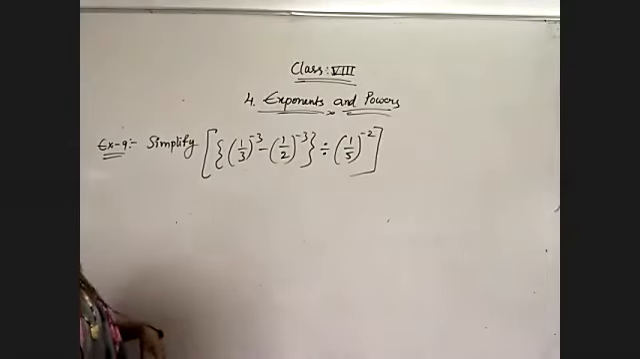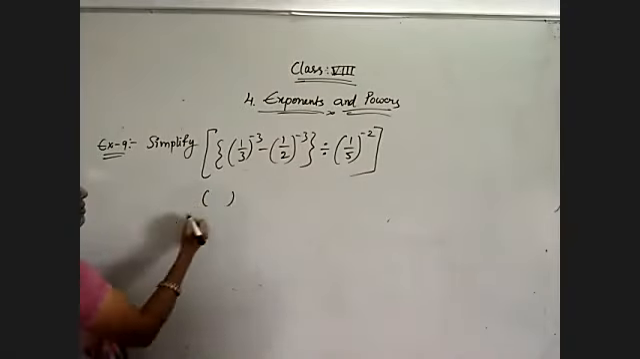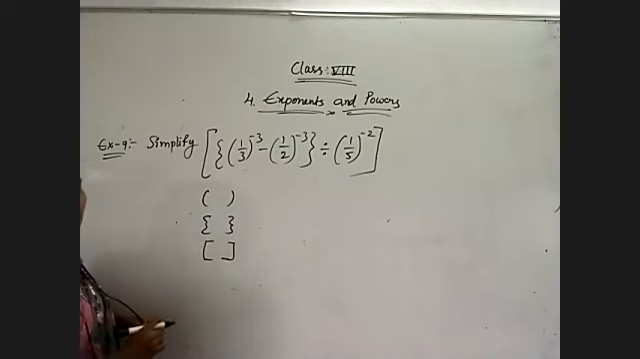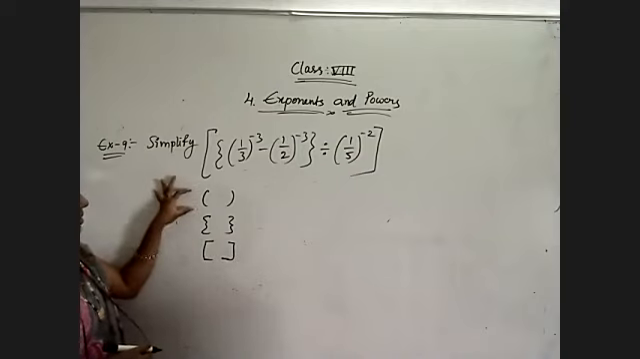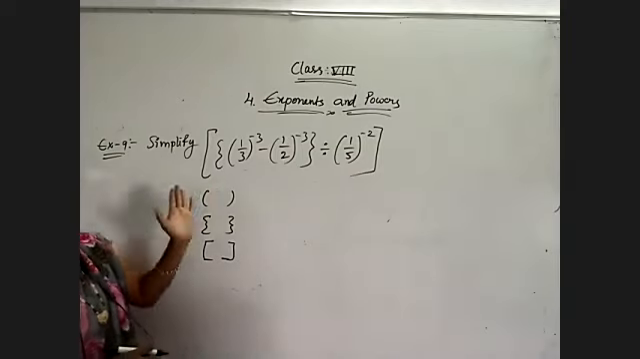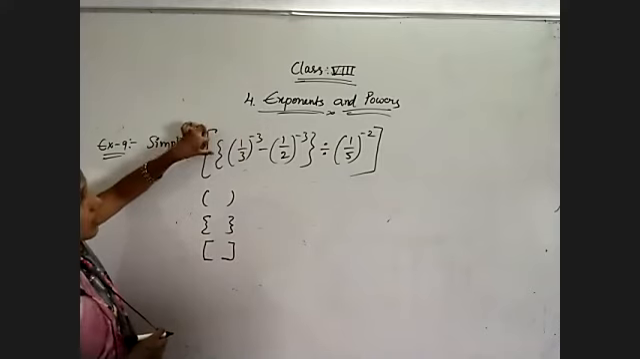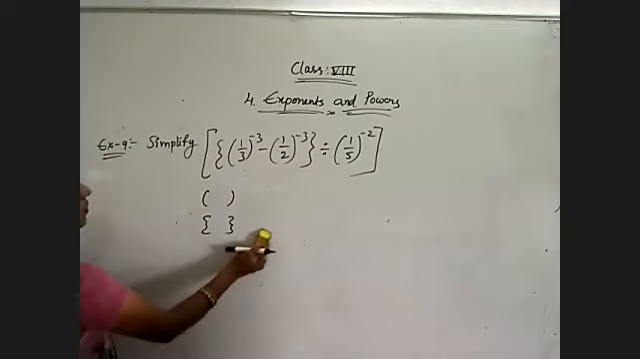Here brackets are given. What are the uses of brackets? First we must simplify parentheses, which are smaller brackets, then flower brackets, then square brackets, which are big brackets. Did you remember it? First parentheses, flower brackets, then square brackets. Here also we are having such types of brackets. First we need to simplify these brackets, then flower, then square. So now first observe.